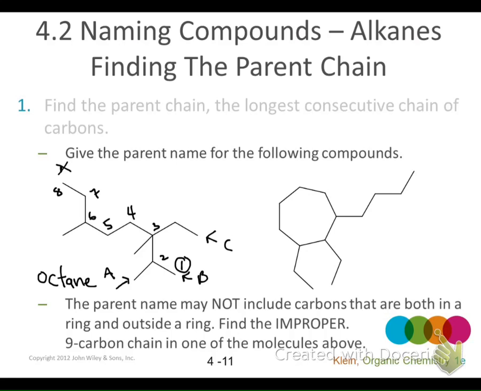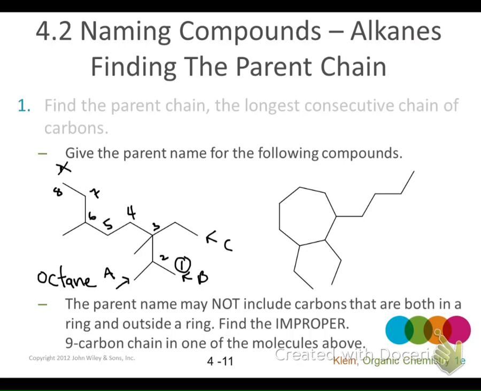So what's the parent chain here? On the right. Trick question. It's drawn to make you say that. It's drawn to make you go like from here all the way up to here. But the parent has to be either a chain or a ring, and it can't be carbons in both, right? So you can't go 1, 2, 3, 4, 5, 6, 7, 8, 9. The parent name may not include carbons that are both in a ring and outside a ring. So you can't count through a ring and get to the other side, in other words.